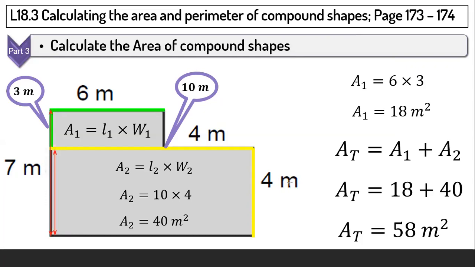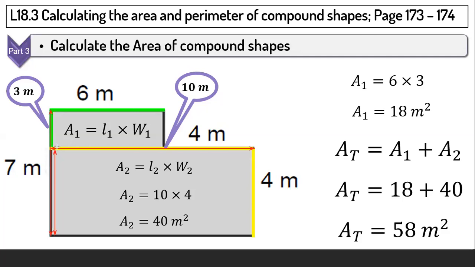Now, Amir, what's your question? Teacher, I did not understand how you got the 10 times 4. Because the length is 10 and the width is 4. You're the one who drew this line. How long is it? You said that this is 10.